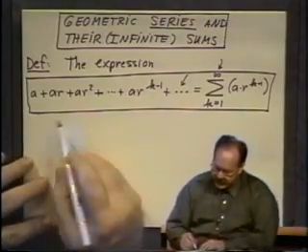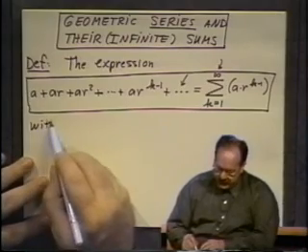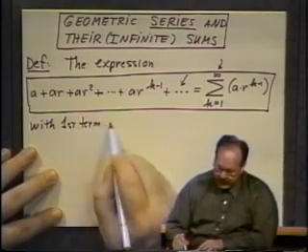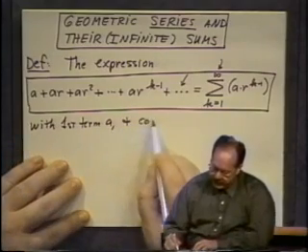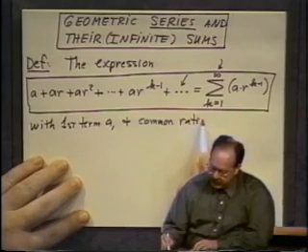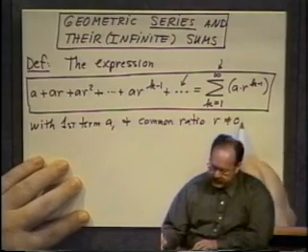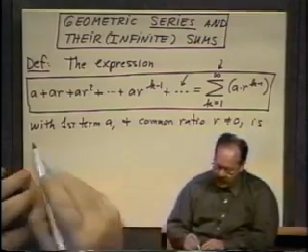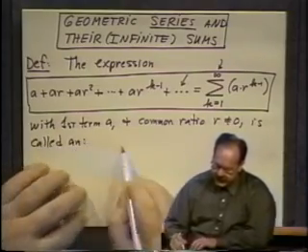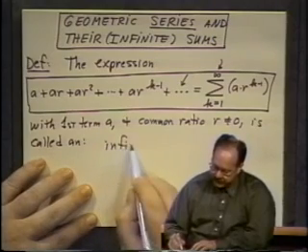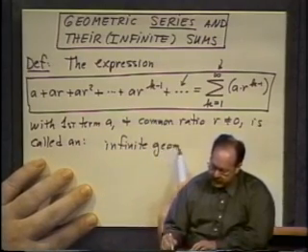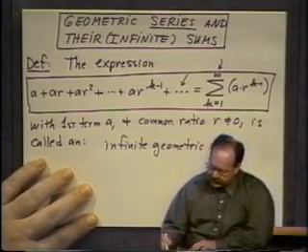Now this expression, and there's some words to go along with it, this is with first term a and common ratio, just like a geometric sequence, common ratio r, of course r is not 0. This is called, here's what we're going to call this, an infinite geometric series.